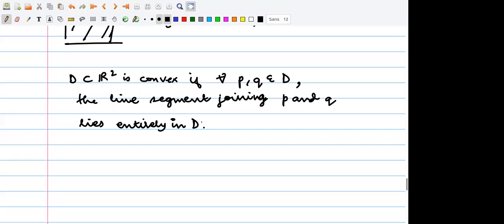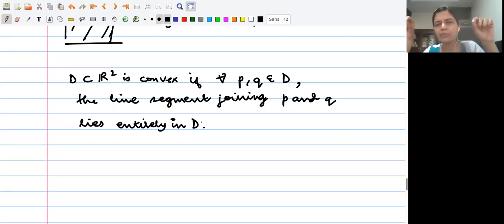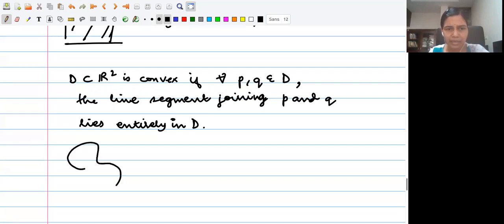Ma'am, is it the same as path connected also? No. See, path connected means for any points P and Q in D, there is a path joining P and Q in D. For example, if you look at a shaded region like this, let's call it D prime. Now, D prime is path connected, but not convex. See, the straight line segment joining P and Q does not lie in D. I'm a bit shabby here. I'll just do it again.